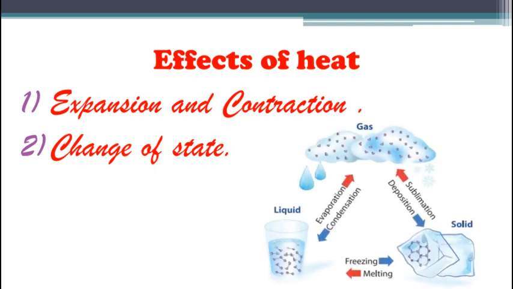So students, change of state. If we take an example of ice, which is in solid state, when on heating ice, its state will be changed. That means solid will convert into liquid, and if we heat liquid, then it will convert into gas or vapor. This is how the change of state of matter takes place on heating.